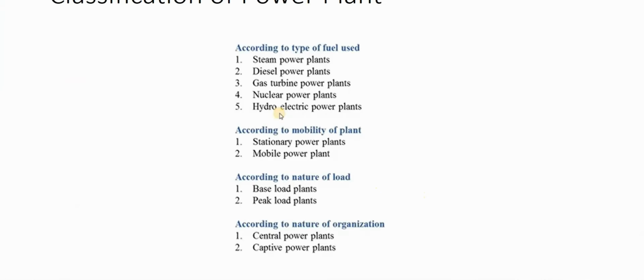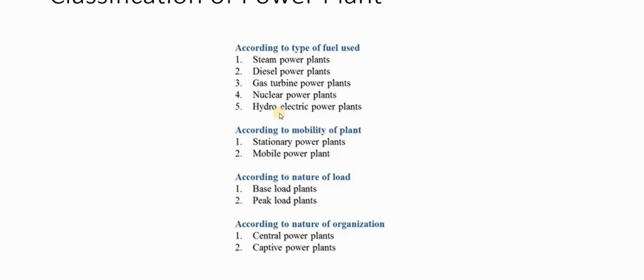सबसे पहले क्लासिफिकेशन ऑफ पावर प्लांट्स है, तो अकॉर्डिंग टू टाइप ऑफ फ्यूल यूज्ड, तो स्टीम पावर प्लांट्स हैं फ्यूल की बेस पे, डीजल पावर प्लांट्स हैं, गैस टर्बाइन पावर प्लांट्स हैं, न्यूक्लियर पावर प्लांट्स हैं एंड दी हाइड्रो इलेक्ट्रिक पावर प्लांट्स। I will share in group also, okay. So just I will go through so classification of power plants. This is just based on the fuel used. So these are the 5 types, for example steam power plants, diesel, gas turbine, nuclear and hydroelectric power plants.